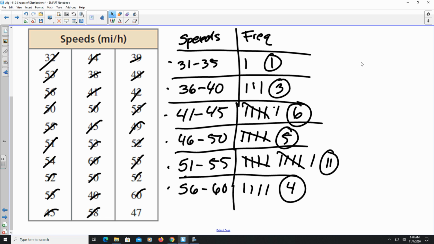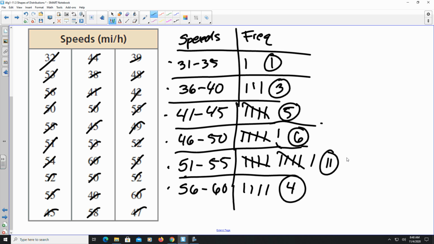Sorry, I did. So actually this one, my bad. This should be 5, and then this should be 6. Okay, sorry about that. I just wanted to double check. So here's all the frequency numbers.